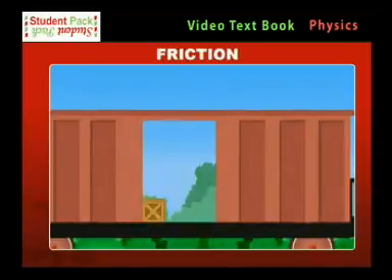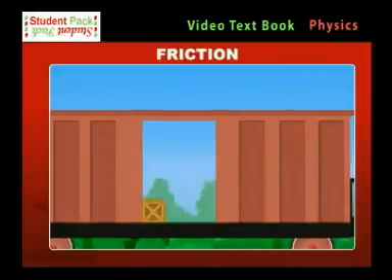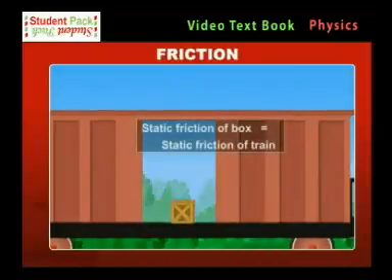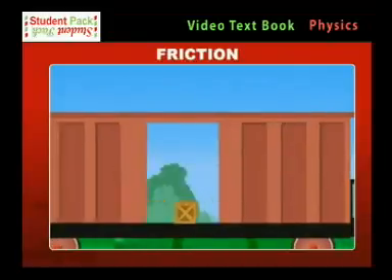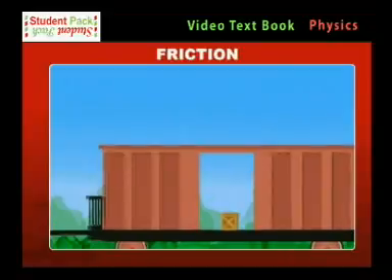This impending relative motion is opposed by the static friction Fs. Static friction provides the same acceleration to the box as that of the train, keeping it stationary relative to the train.